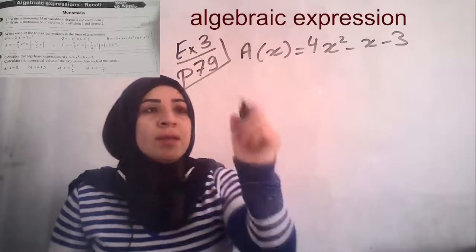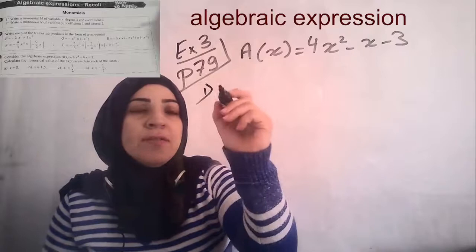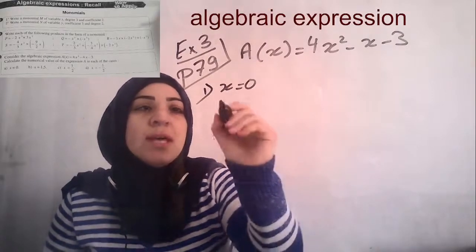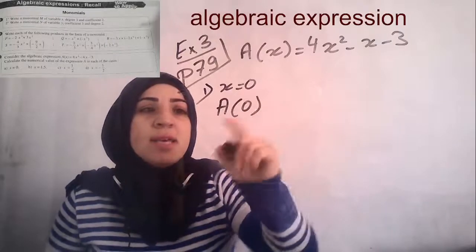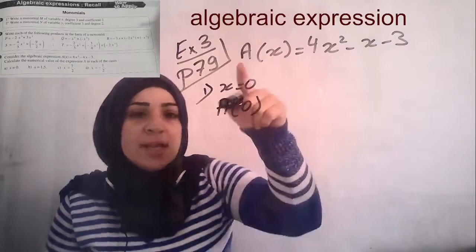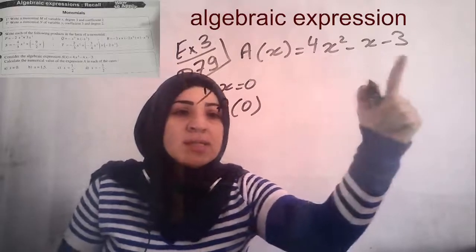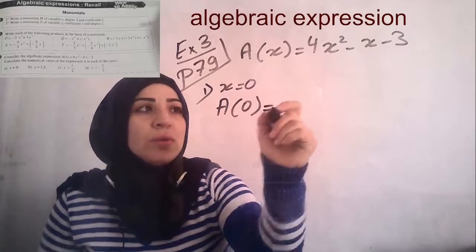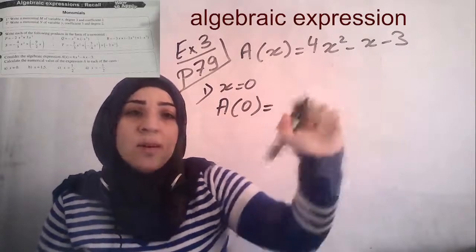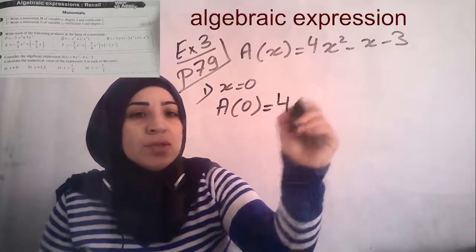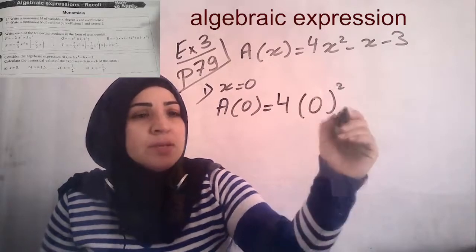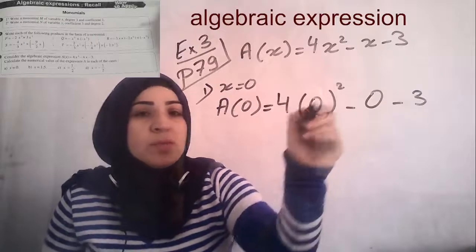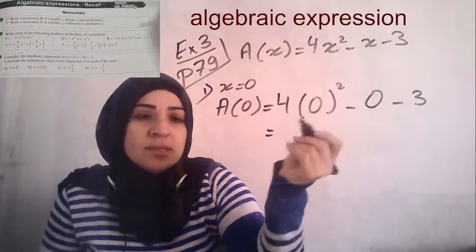Okay. First part, if x equal 0, I have to replace this x by a 0. So I can say a of 0. Here a of x equal 4x squared minus x minus 3. Here a of 0, simply I have to replace these x's by zeros. How? It's 4 into 0 square minus 0 minus 3. 0 square is 0. 4 times 0 is 0.